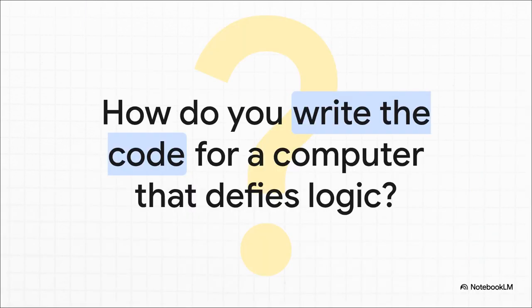So how do you give instructions to a computer when its most basic parts can be both a 1 and a 0 at the exact same time? How do you write a program for a reality that seems to be built on probability? That's the big question we're going to dive into.